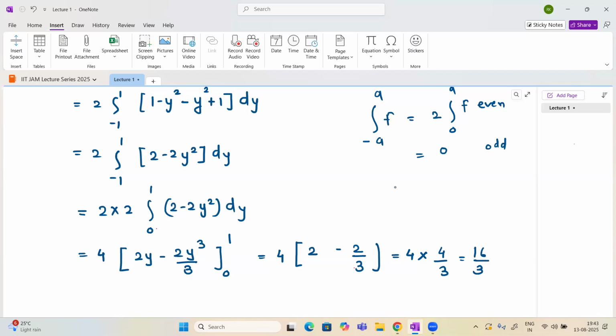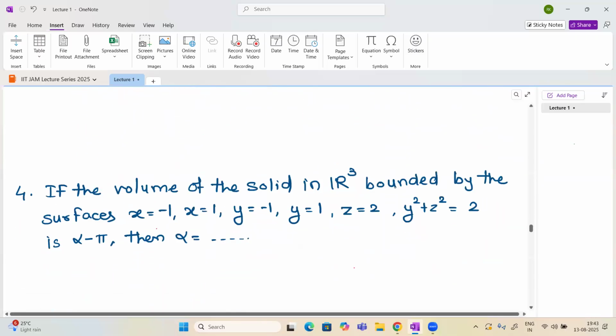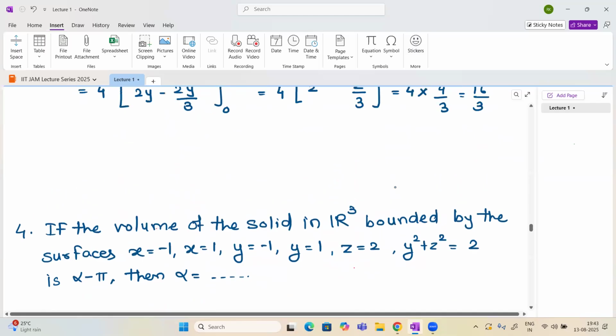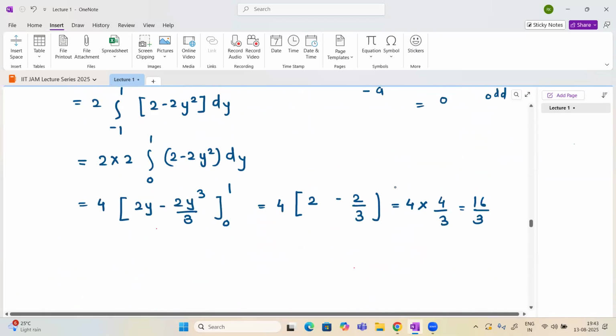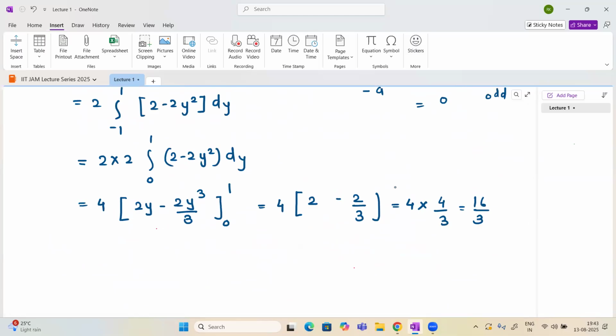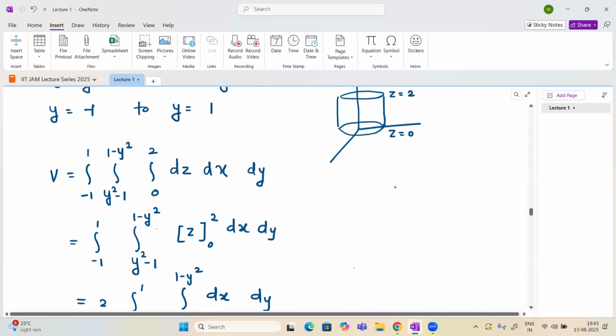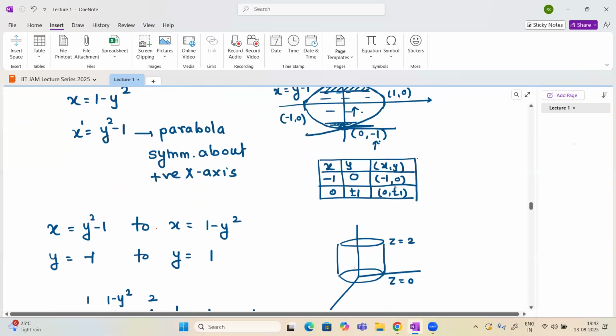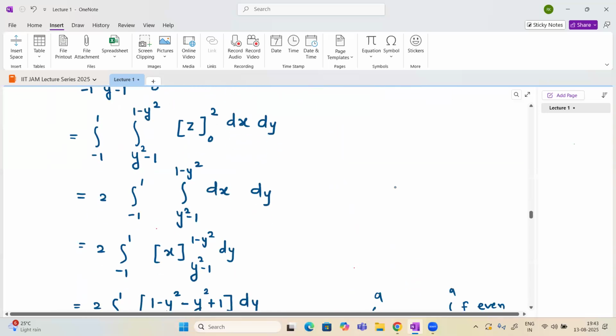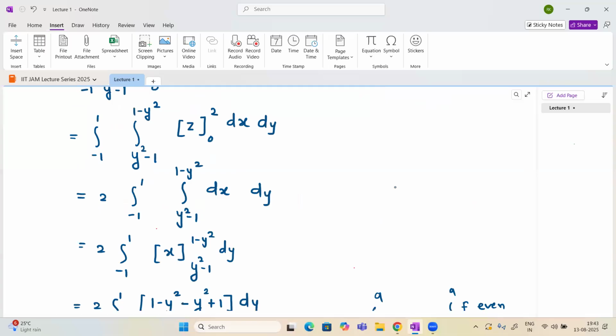Is it clear to you? Shall we move further? Sir, can we take the strip in the vertical direction also? Sorry, please repeat. Sir, while we're taking the strip now, we take it in the horizontal direction. So can we take it in the vertical form also?